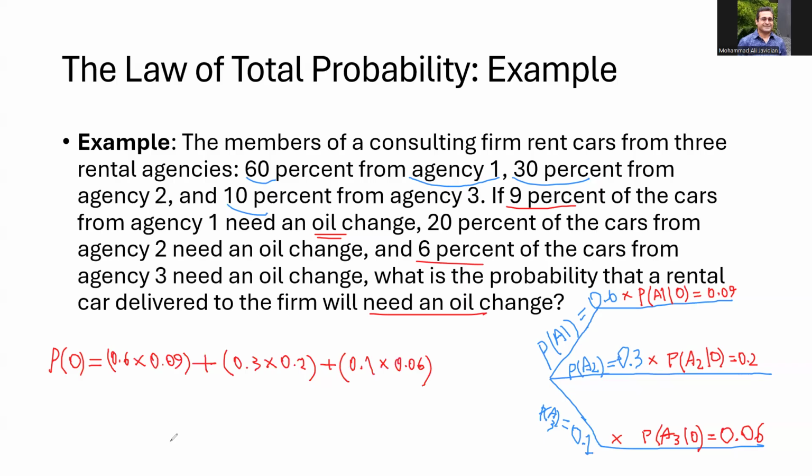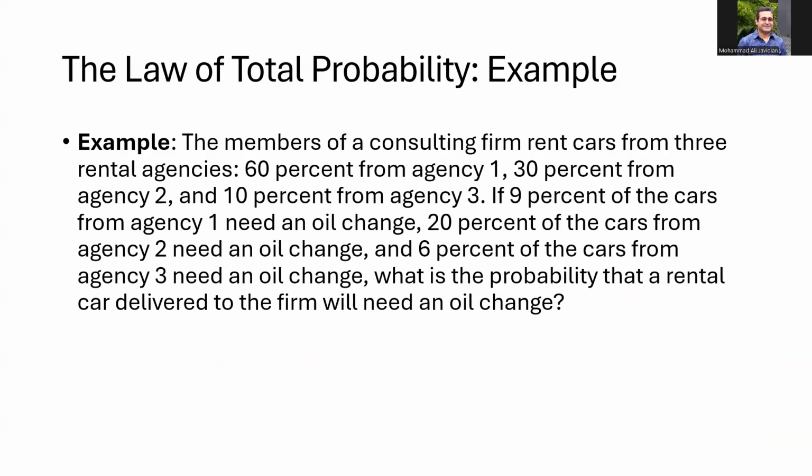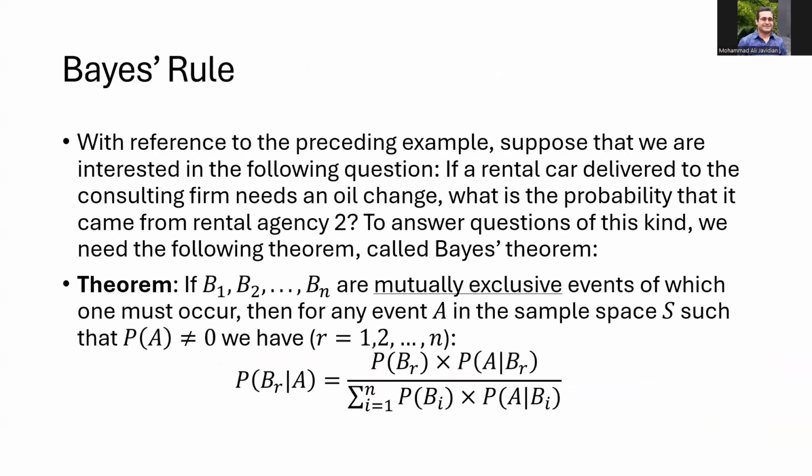So you can use a calculus to see what's the probability of a delivered car that needs an oil change. Okay, so now that we know the law of total probability, I can explain the Bayes rule. I'm going to clear the drawings and move on to the next page, which explains the Bayes rule.